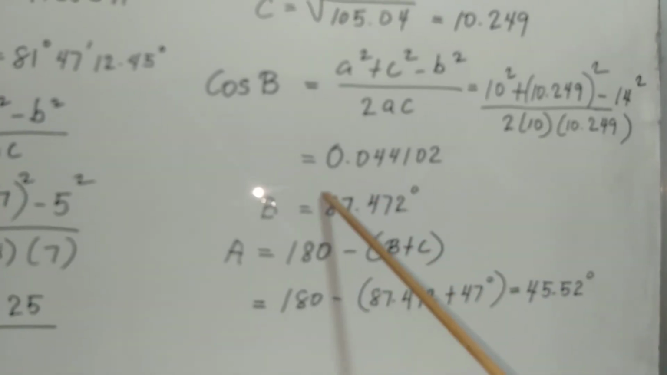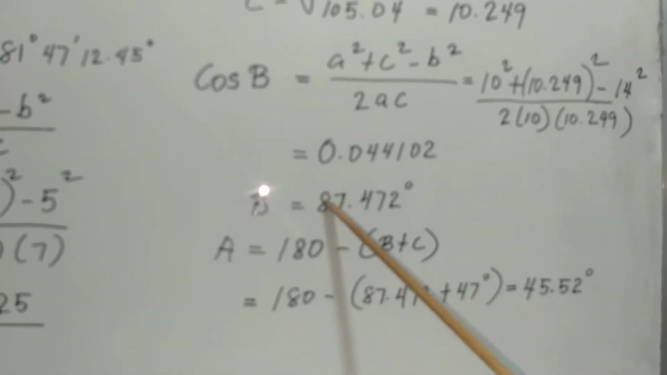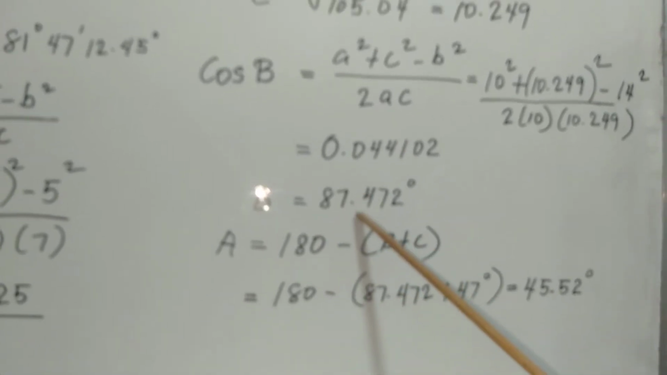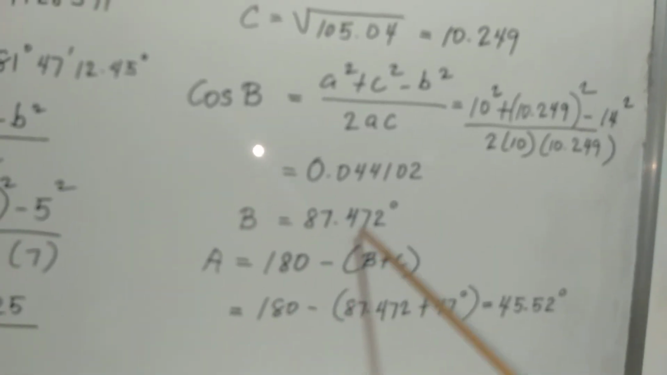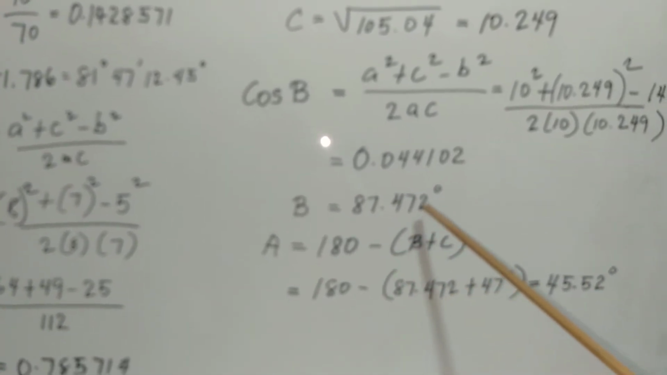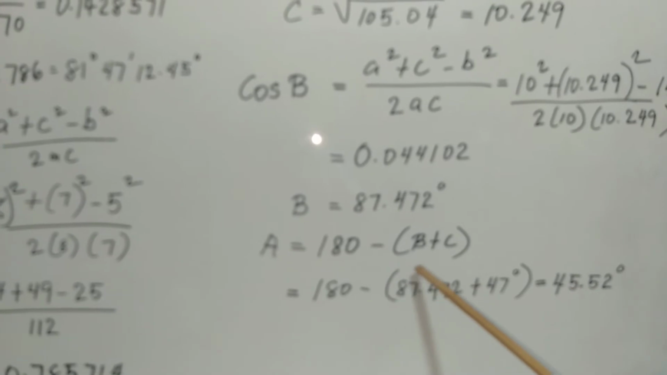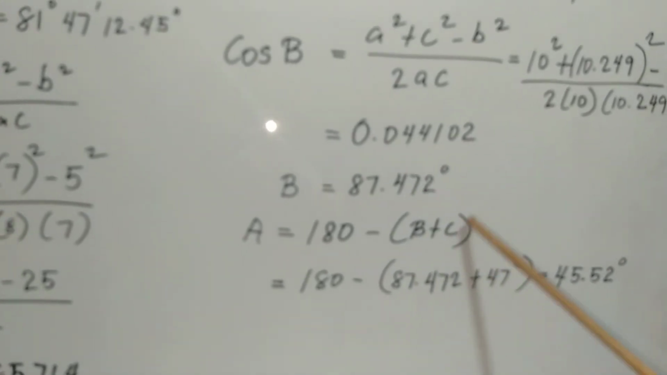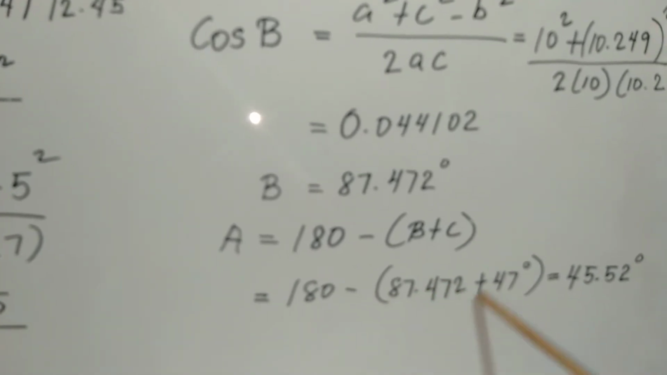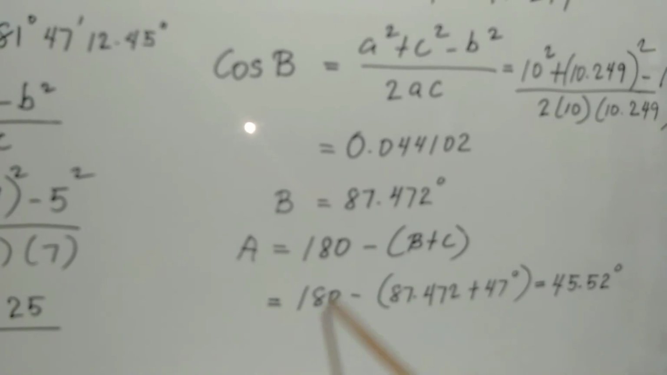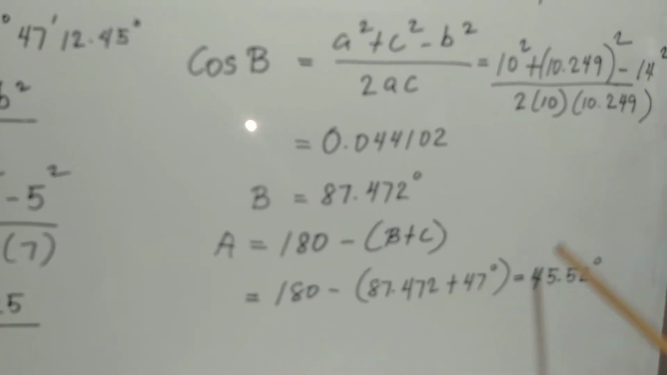So, making use of these decimal numbers in computing will be much simpler than making use of the degrees and minutes. So, 180 minus this B here and the value of the given angle 47 degrees. So, 87.472 plus 47. Add that, subtract the sum from 180, will arrive at 45.52.